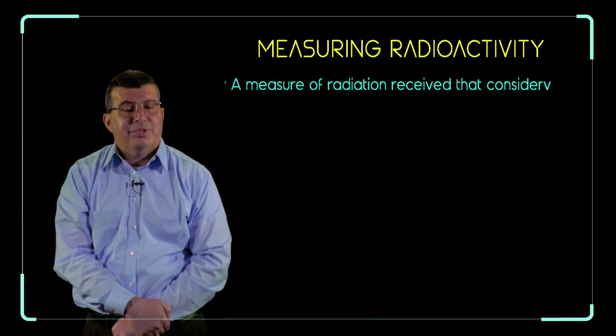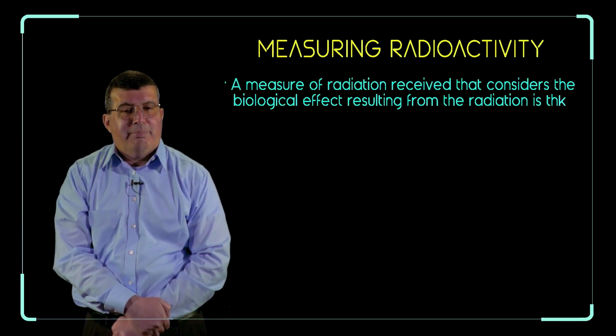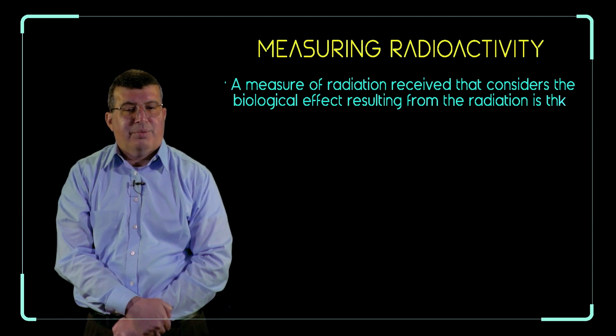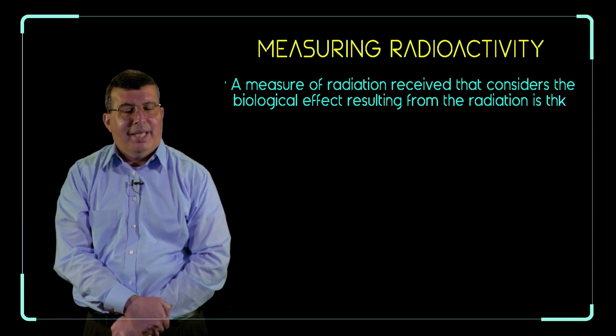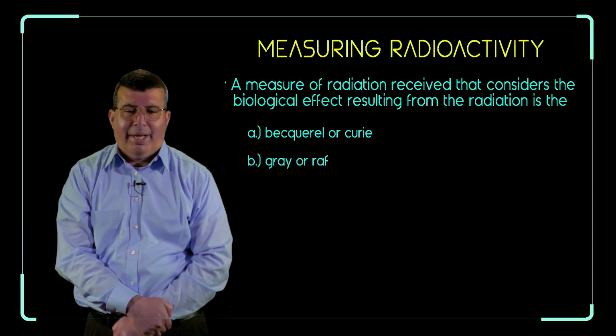Second question. A measure of radiation received that considers the biological effect resulting from the radiation is the A, becquerel or curie, B, gray or rad, C, sievert or rem.